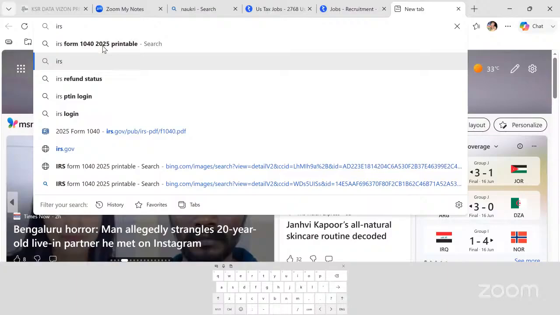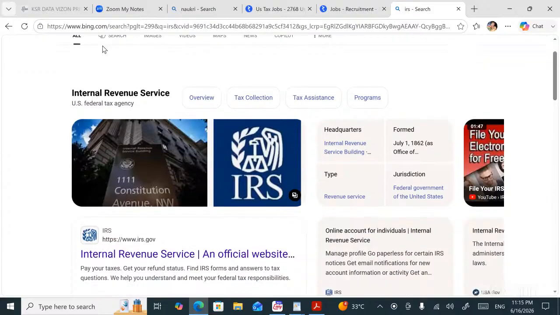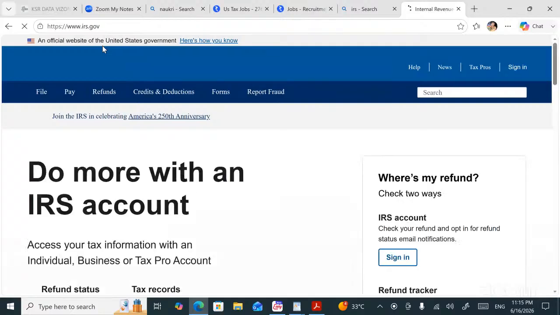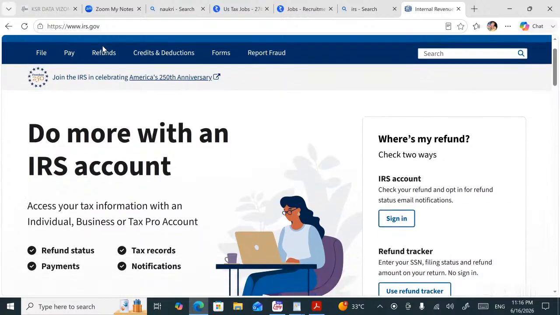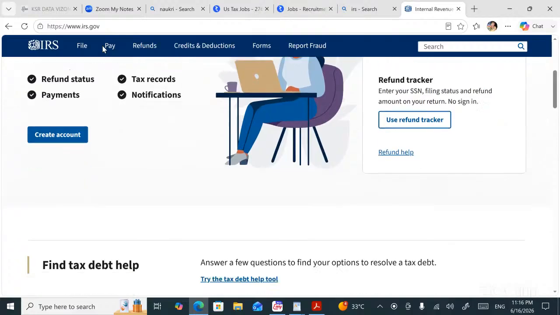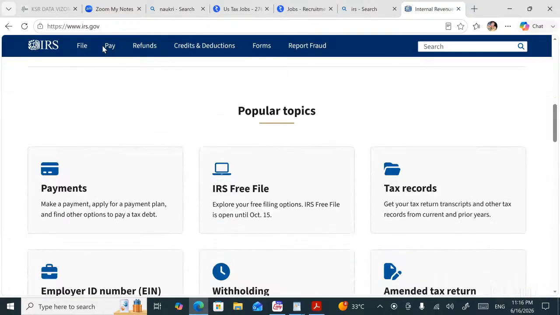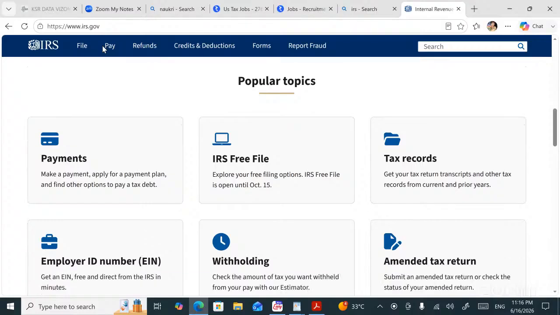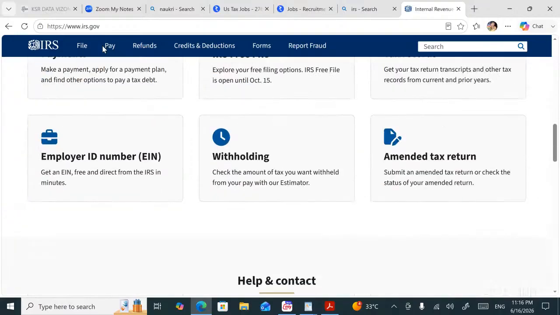irs.gov.in, you will get it, sir. This is the website. Okay. This IRS has existed for 250 years, sir, since they got freedom. Any tax, we are going to file from here, and payments. So IRS free file, tax records, employer ID number, all the details, the trainer will explain you one by one, the entire website here.